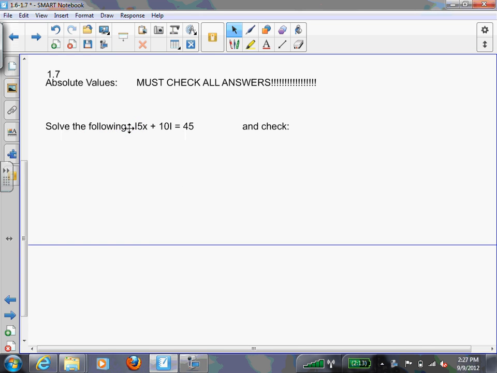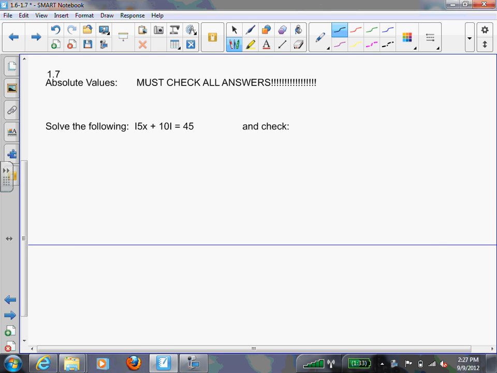Okay, today we are looking at how to solve absolute value problems. When it is an equation, as in the absolute value of 5x plus 10 equals 45, we always have to check the answers. And make sure when you check, you're always putting your answer back into the absolute value equation and making sure that it works.